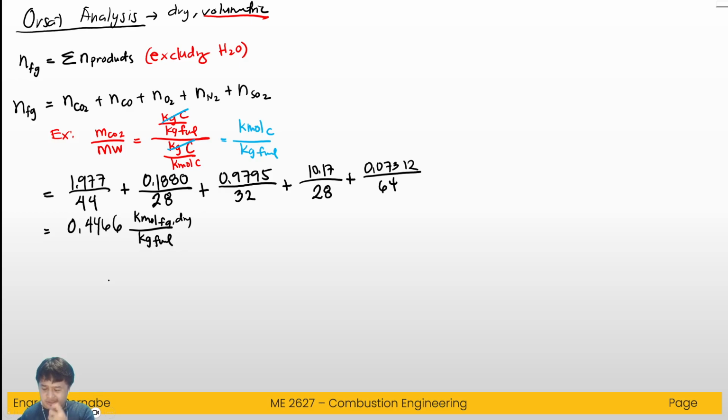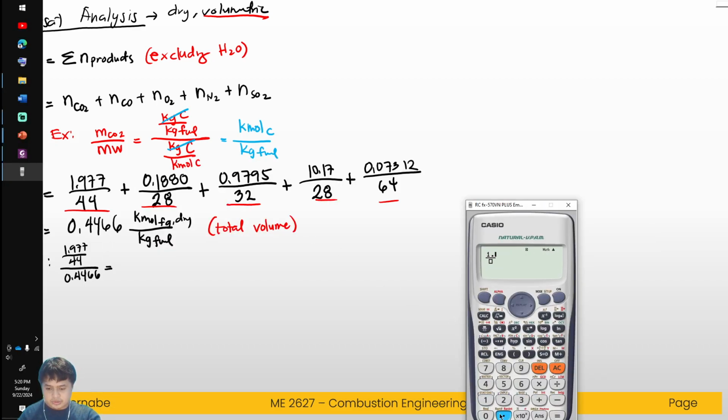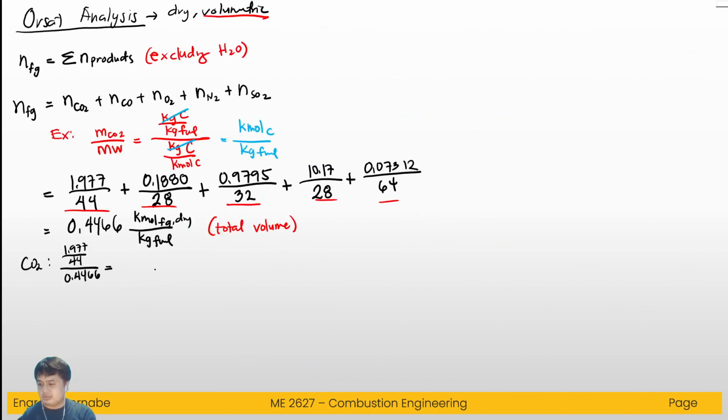So what is the significance of this? We can find the Orsat analysis if we divide everything by this, since this is the total volume. We just want to divide each of these by the total. So if we want to find our analysis for CO2, this will be 1.977 over 44 divided by 0.4466. So we can already verify if our answer is correct. So 10.06. Let's see kung tama naman tayo. Okay, tama naman tayo, no? 10.06%. Just write this in percentage.